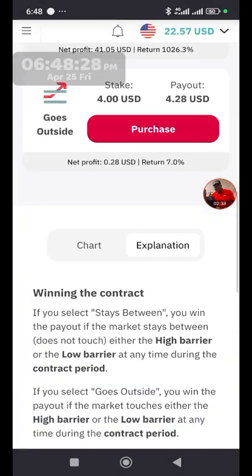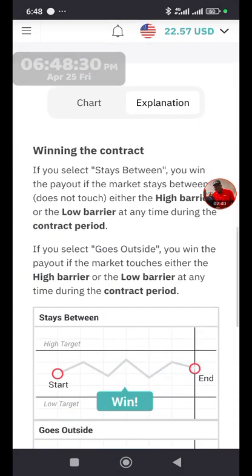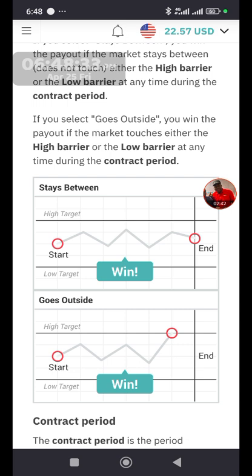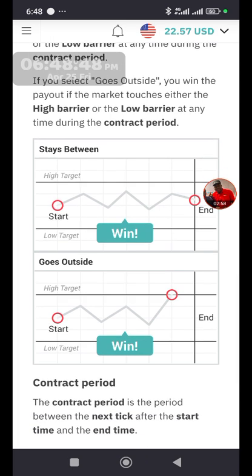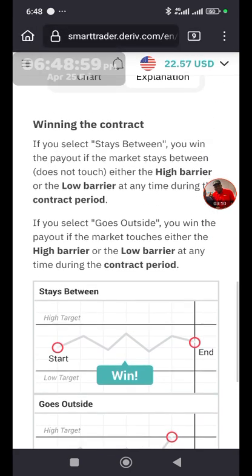You see, this goes outside. What does it mean? I will explain it like this. You have two barriers. The first one is up. The second one is down. Once the price crosses either the down or the up, you win. That's for the goes outside. If it crosses the up, you win. If it crosses the down, you win. So you set barriers, distances that are not too far, that you know it can cover. So this is how goes outside works.